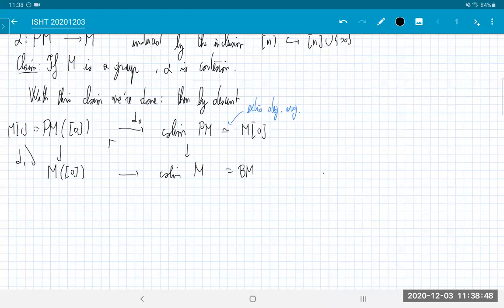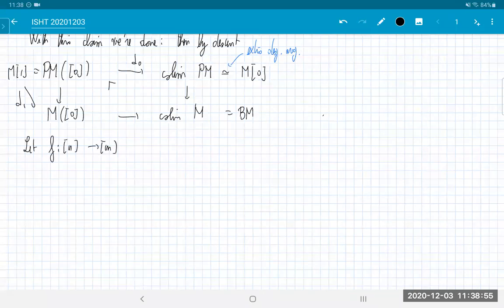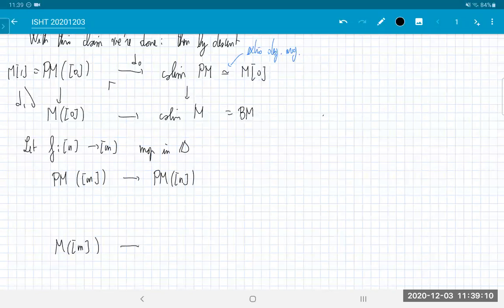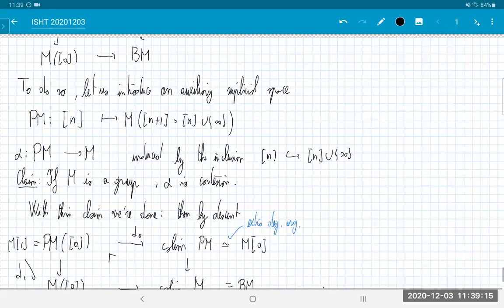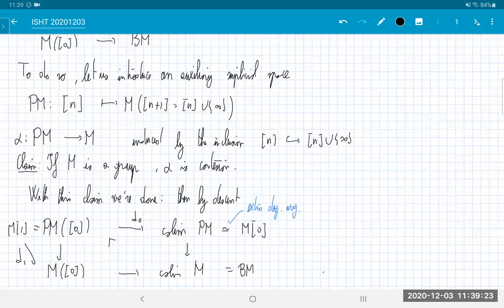Okay, so what does this mean? Let F from m to n be a map in delta. We need to show that the square with BM of m going to BM of n is a pullback. Excuse me, where did you define alpha? Oh, sorry. Alpha is the map induced by this inclusion. Okay, thank you. Sorry. Let me stop for a second and let you stare at this page.